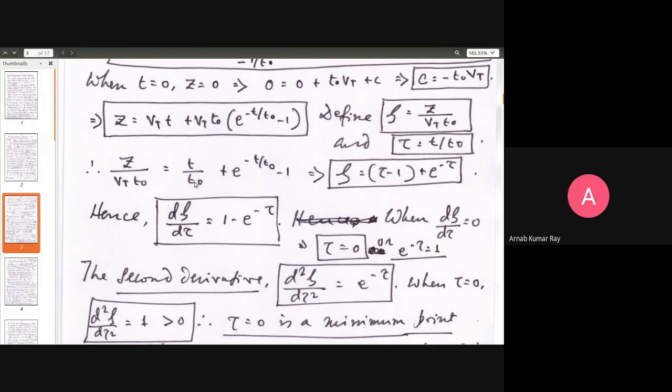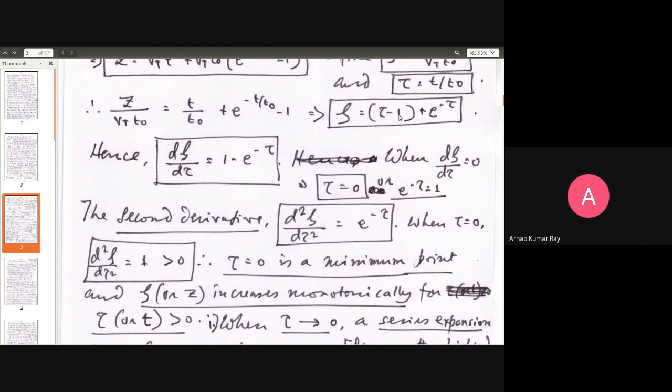If t by t naught is equal to 1, that sets the scale for tau, which means t naught is the scale for t. Now, when t goes to very large values, or tau goes to very large values, e raised to minus tau will be negligibly small. E raised to minus a very large number will almost be zero. So zeta will be practically of the order of tau.